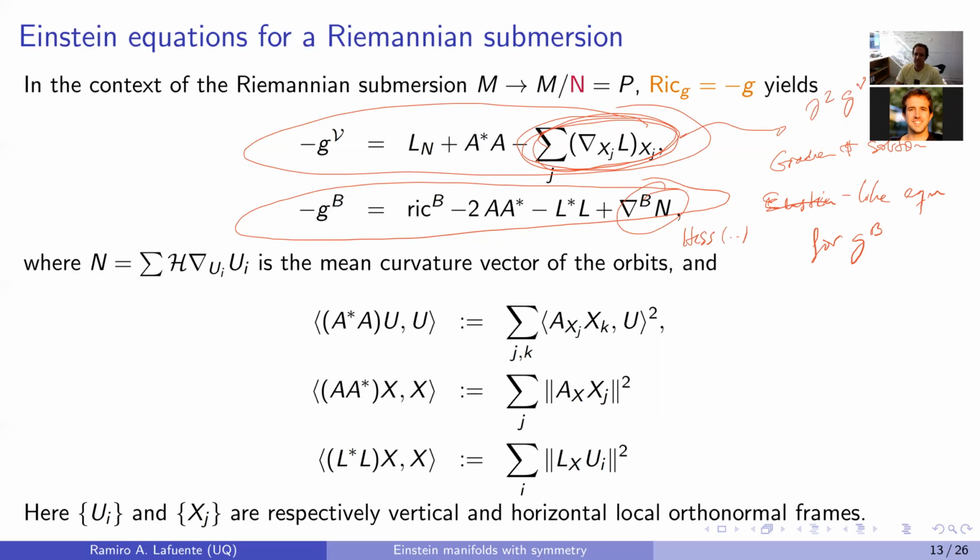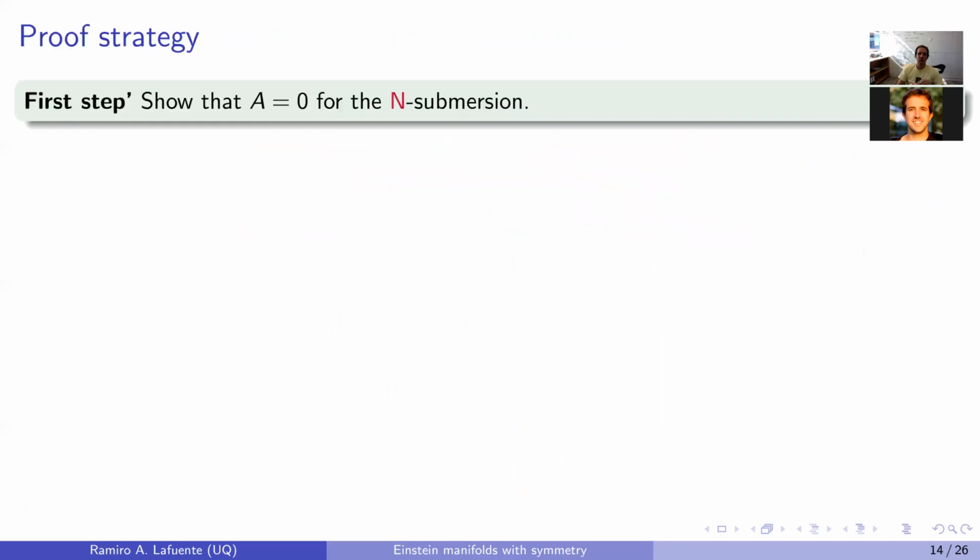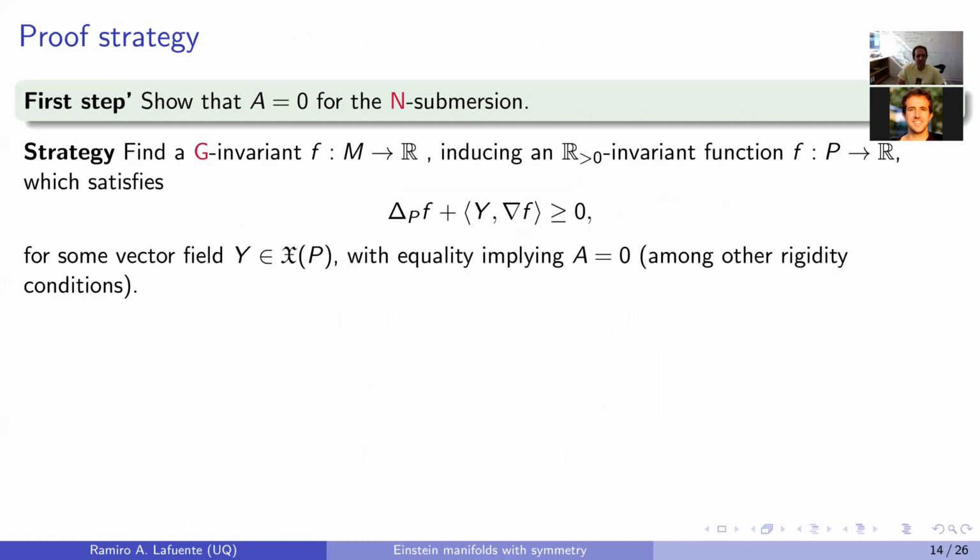In that sense, it will be important for what's coming next, because we want to be looking at second order estimates for certain geometric quantities. All right, so we have to prove that the horizontal distribution is integrable. In the language of Riemannian submersion, this amounts to saying that A equals 0. Okay, so what's the strategy for the proof?